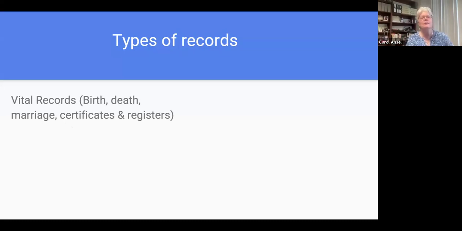So vital records are your birth, death, and marriage information, and it might be a certificate if it's more recent. It may just be a register. It might be some kind of list, almost like a spreadsheet of that information. People will call us and say, I need my great grandfather's birth certificate from 1763. We're like, you're not going to find a certificate, but you might find the information.